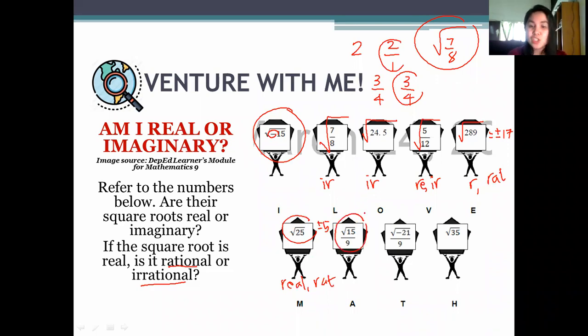Next, square root of 15 over 9. Real or imaginary? Very good. It's real. Next, rational or irrational? There's no specific value for the square root of 15. So it is irrational. Next, square root of negative 21 over 9. Just wait. Real or imaginary?